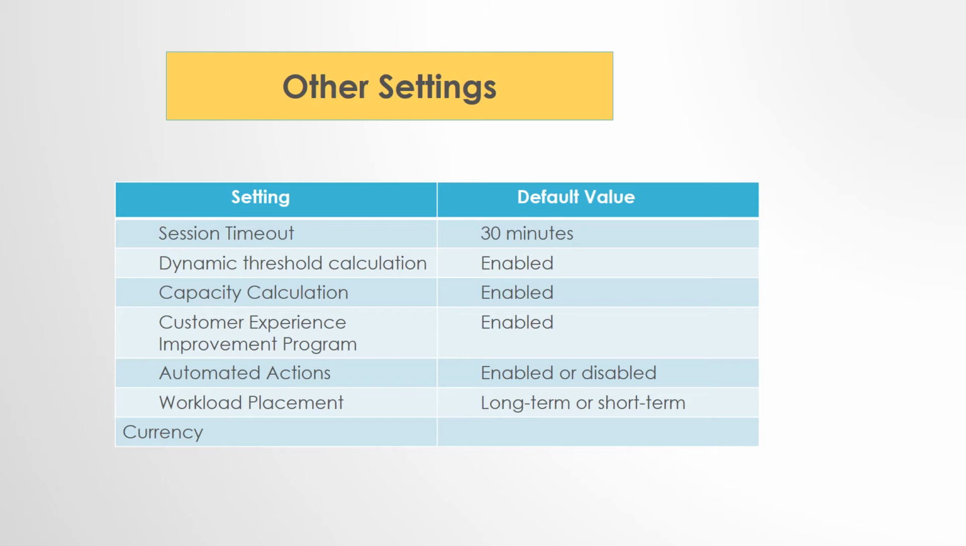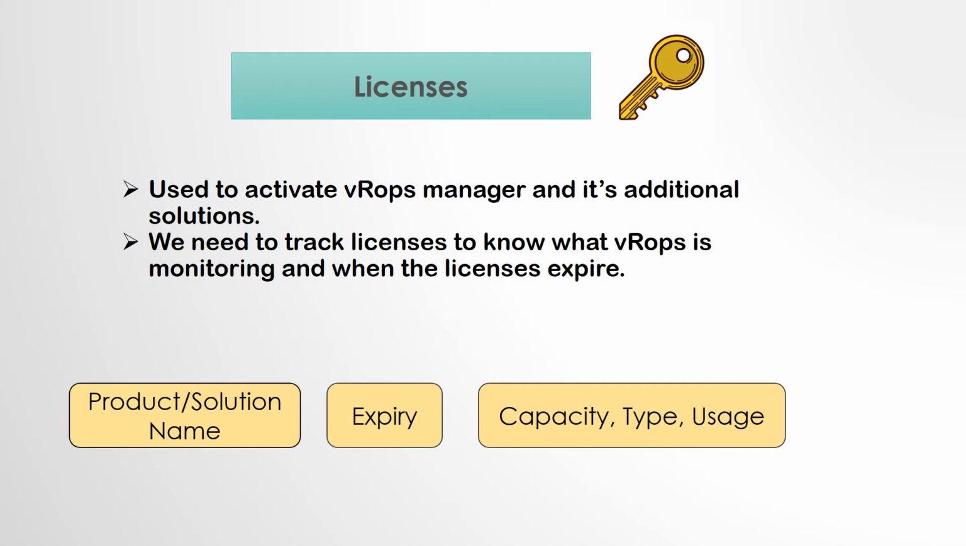Now let us look at licensing. We use licenses to activate vROps Manager for it to be able to monitor. We add licenses at the time of installation of vROps or after its installation has been completed.